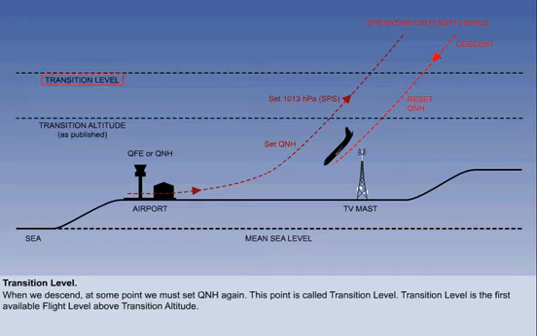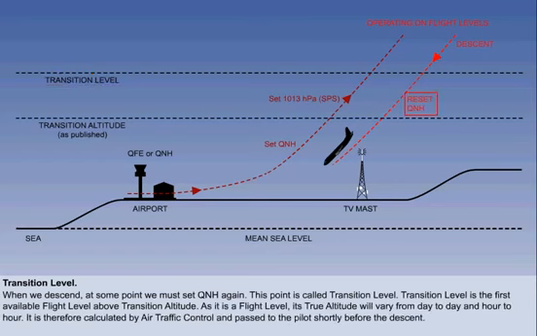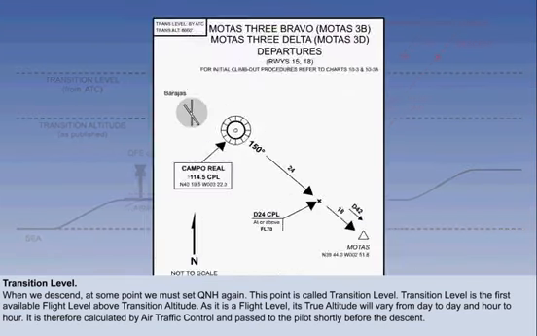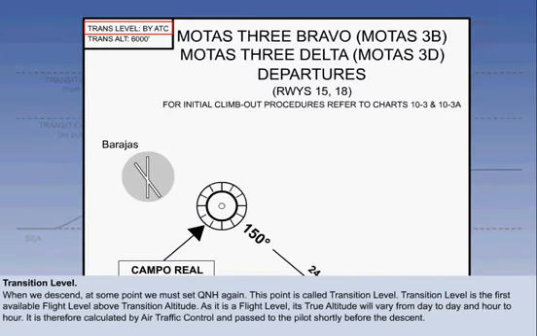Transition level is the first available flight level above transition altitude. Therefore, transition level is the flight level at which we reset to QNH on the descent. Clearly, as it is a flight level, its true altitude will vary from day to day or even hour to hour, depending on the difference between the surface pressure level and 1013. Because of this, it has to be calculated by air traffic control, who will have the latest surface pressure, and the transition level is passed to the pilot shortly before the descent. In fact, they even tell you that it comes from ATC on the published document in this example.